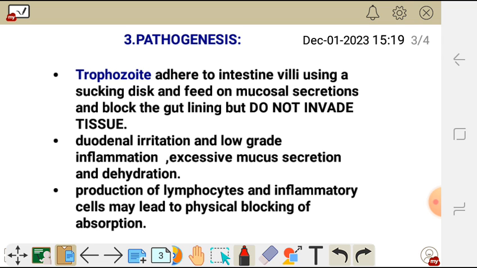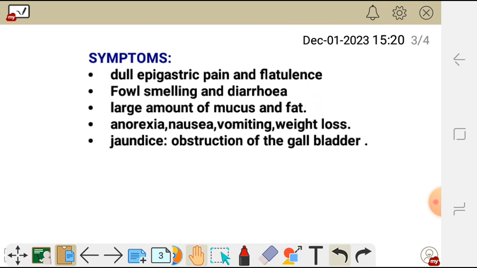Okay, so apart from this, we have said that we have low-grade inflammation. This low-grade inflammation will result in production of lymphocytes and inflammatory cells, some of which are neutrophils. So once these are produced in the gut, what will happen is that they are going to cause physical blockage of absorption in that site.